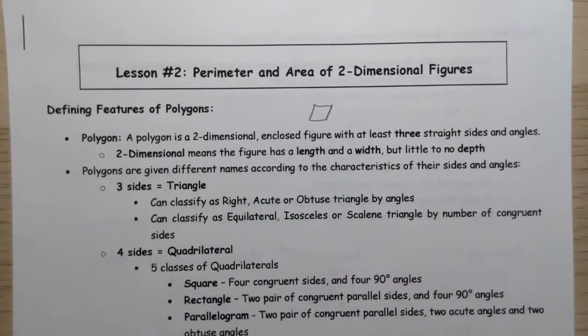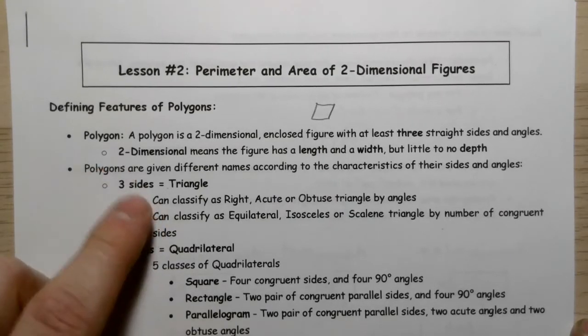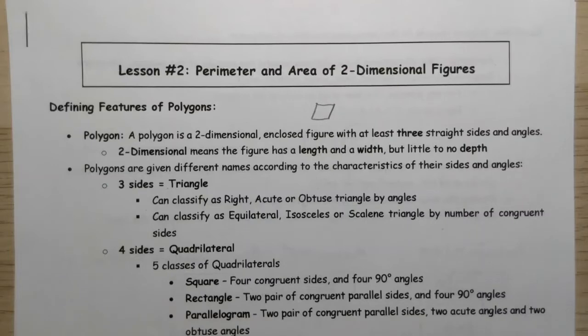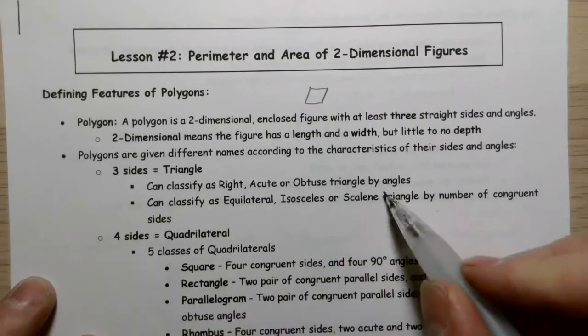Polygons are given different names according to the characteristics of their sides and angles, just like it says here. You're going to be familiar with a few of these, but we just want to introduce you to maybe some that you're less familiar with. For example, a three-sided polygon is going to be a triangle, right? And we classify those as right, acute, or obtuse by their angles.